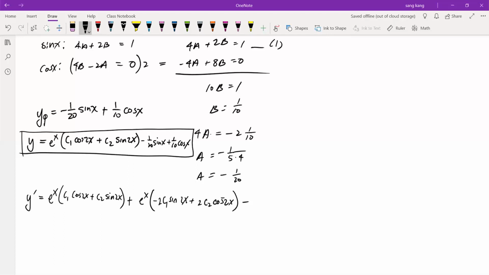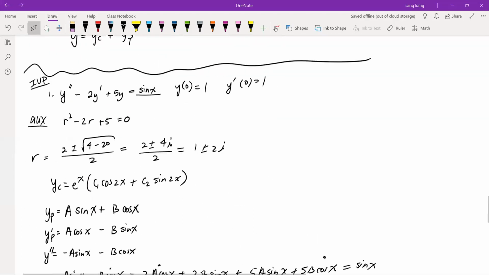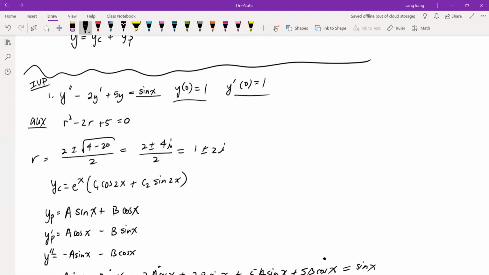Minus 1/20 cos x. Keep doing that. Cos x minus 1/10 sine x. Okay, so there's our derivative. Let's plug in our initial values here. So they're both 0 and 1.